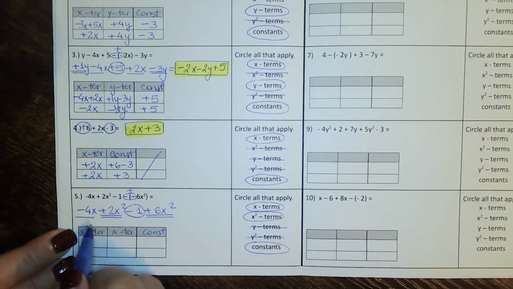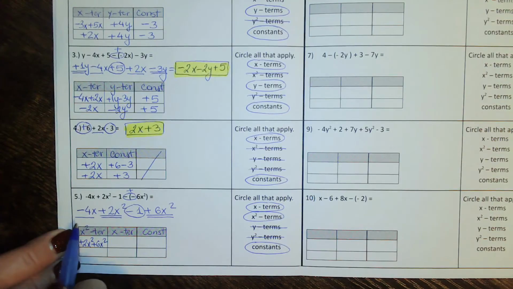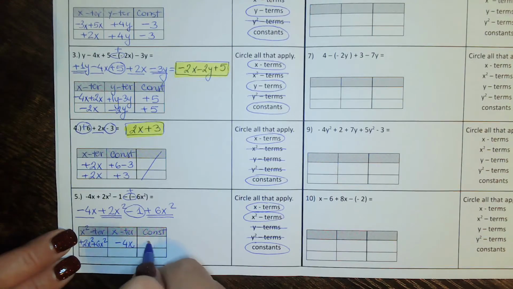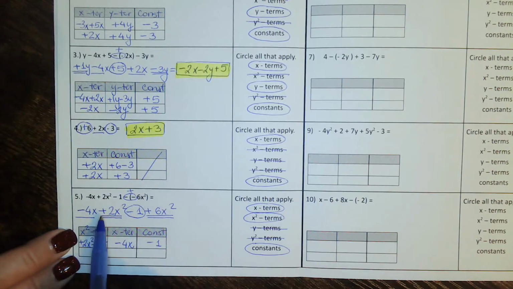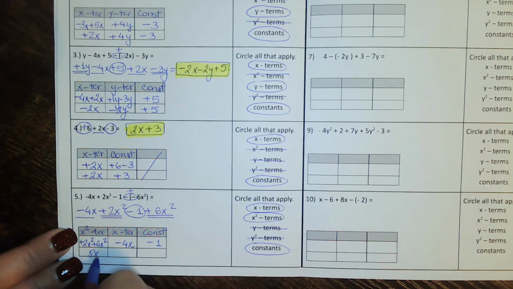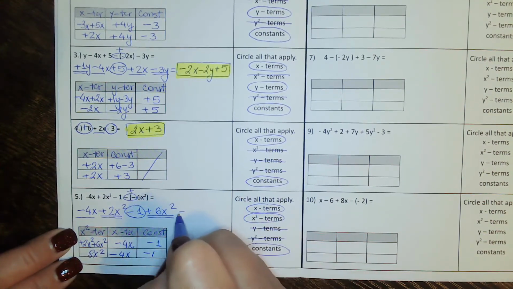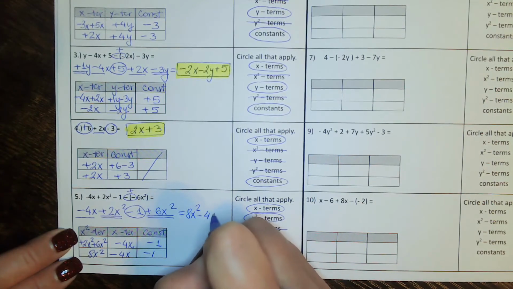For the x squared terms, I have positive 2x squared and positive 6x squared. Negative 4x is by itself, different, and negative 1 is by itself, different. So all I can do is combine these two x squared terms. Positive and positive, we add them. 2 plus 6, 8. And then we bring down the minus 4x and minus 1. For the final answer, 8x squared minus 4x minus 1.